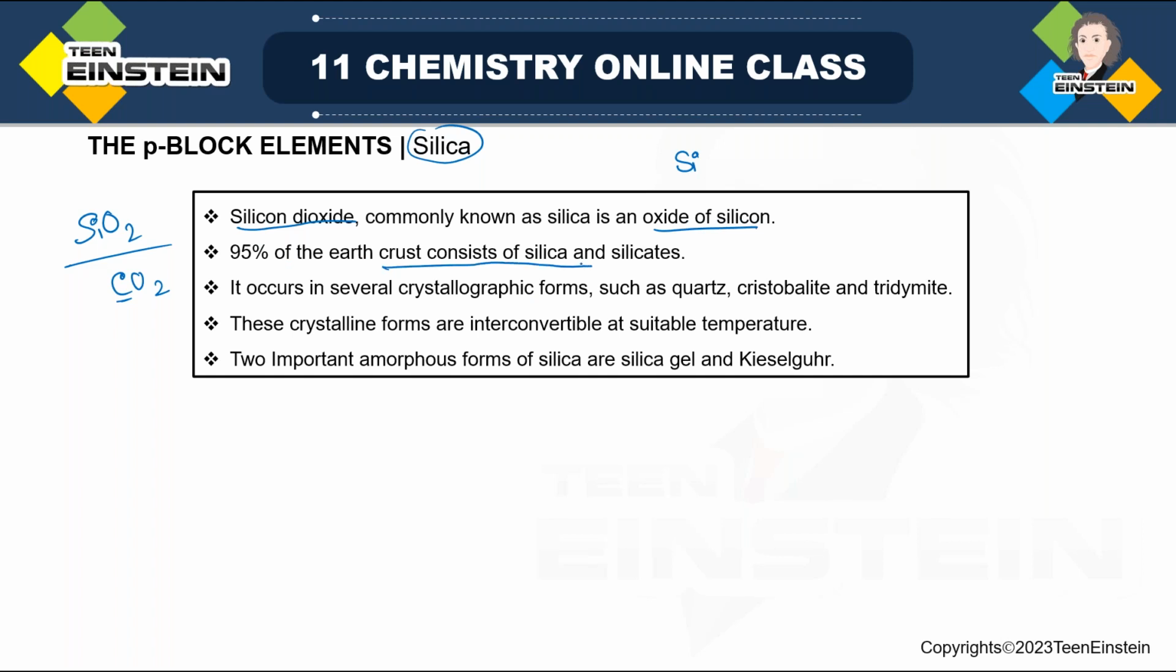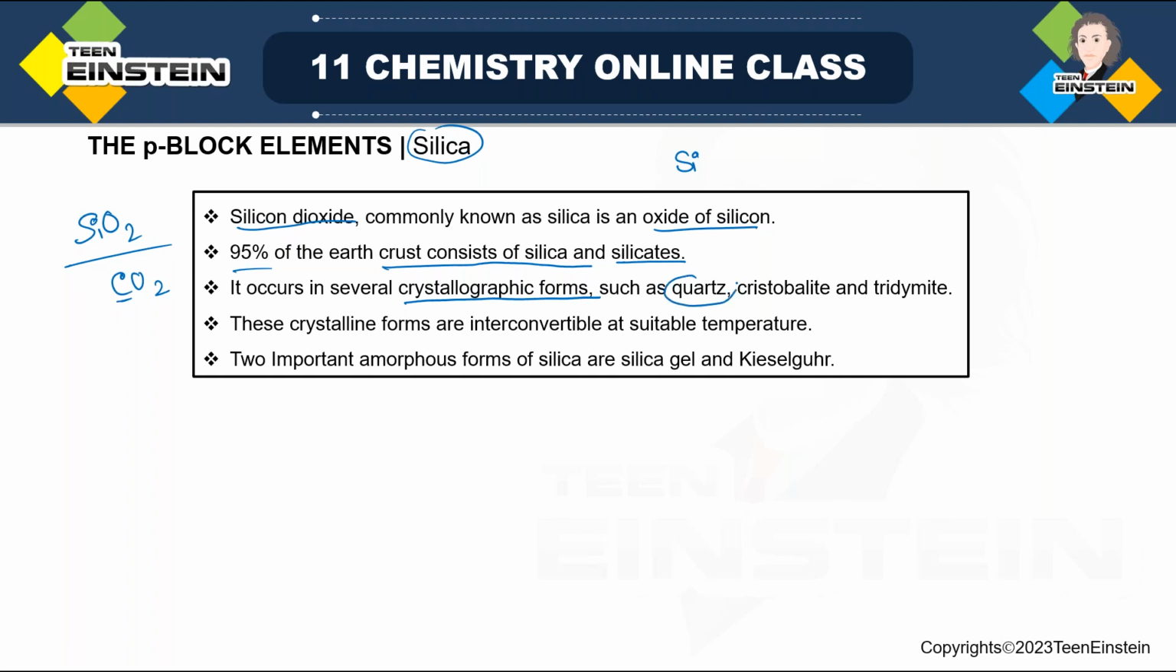95% of the earth's crust consists of silica and silicate. Silicate will be discussed separately; here it is just for information. Silica occurs in several crystallographic forms. It can also have amorphous forms.